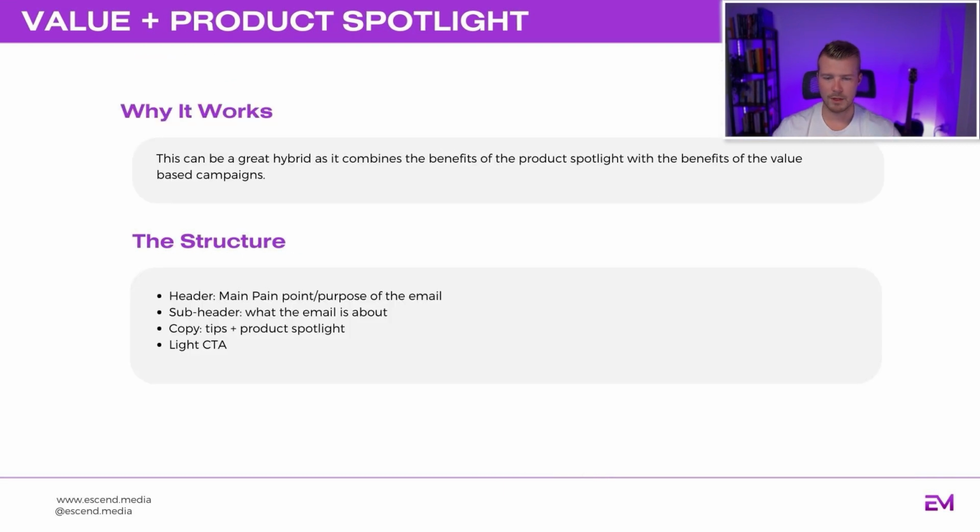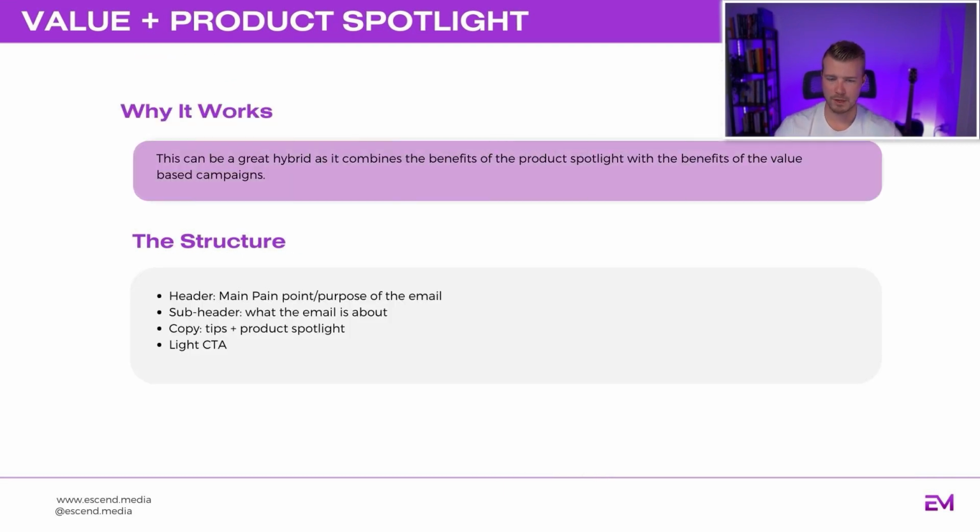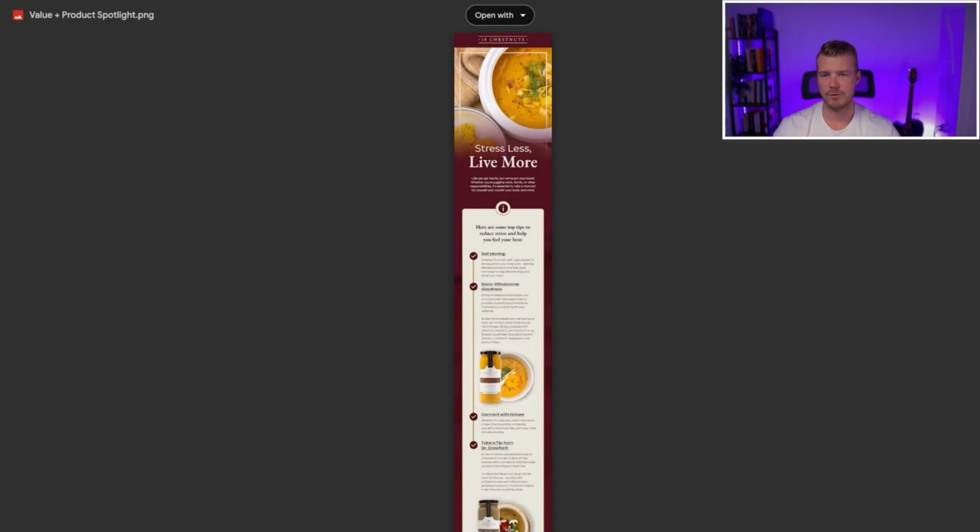So this works really well just because it combines the benefits of a product spotlight with the benefits of a value-based campaign. Now, the structure of this campaign is pretty simple, right? We got the main pain point or purpose of the email. We got the subheader, what the email is about, and then we've got the copy, which are the tips and the product spotlight, and then a light CTA. So you can see that's the structure we followed here as well.